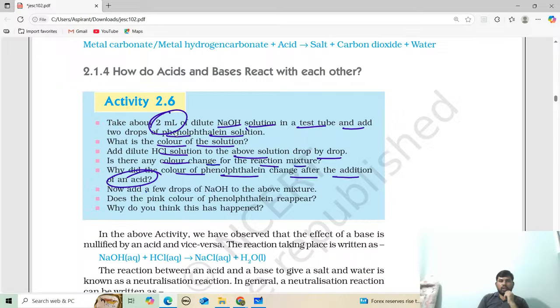Now add a few drops of NaOH to the above mixture. Does the pink color of phenolphthalein reappear? Why do you think this happens? So they're asking here, and I can understand.